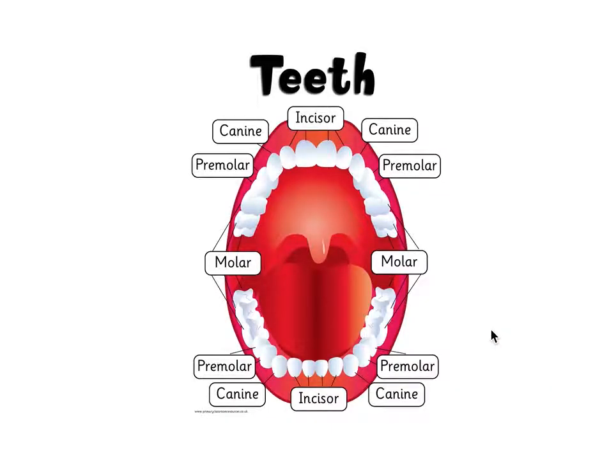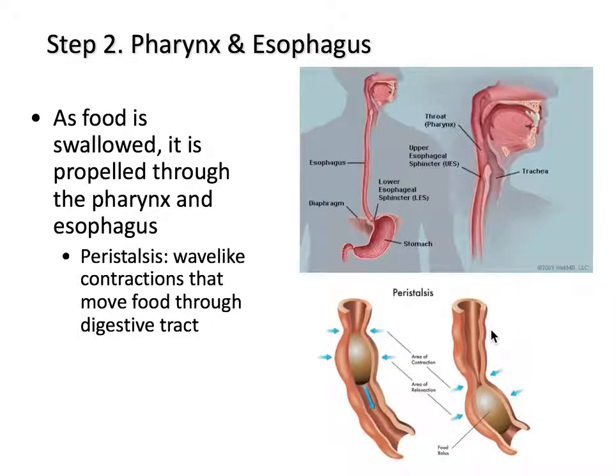Here are some mammalian teeth, and you can see the molars, the incisors, the canines. These are all used for chewing and getting your food into that bolus form so that it can be swallowed. Next, the food is going to move from the mouth into the pharynx and the esophagus. As food is swallowed, it is propelled through the pharynx and the esophagus via this wave-like contraction called peristalsis, and that allows the food to move through the digestive tract.